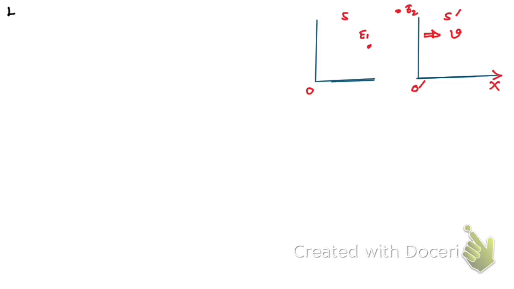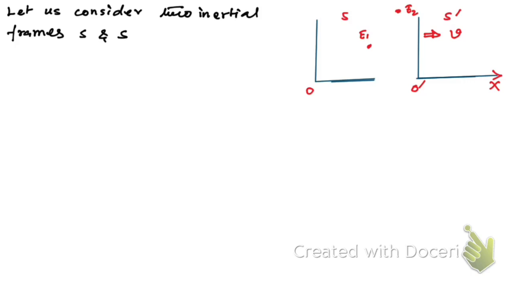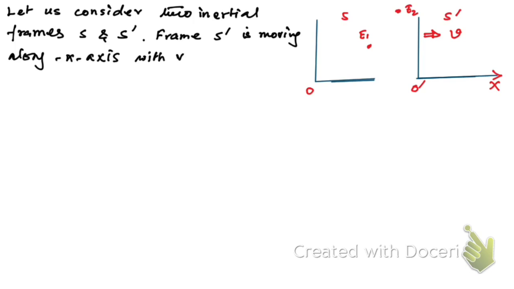So let us consider two inertial frames, S and S dash, and the frame S dash is moving along the x-axis with velocity v relative to S. We have taken it that way.